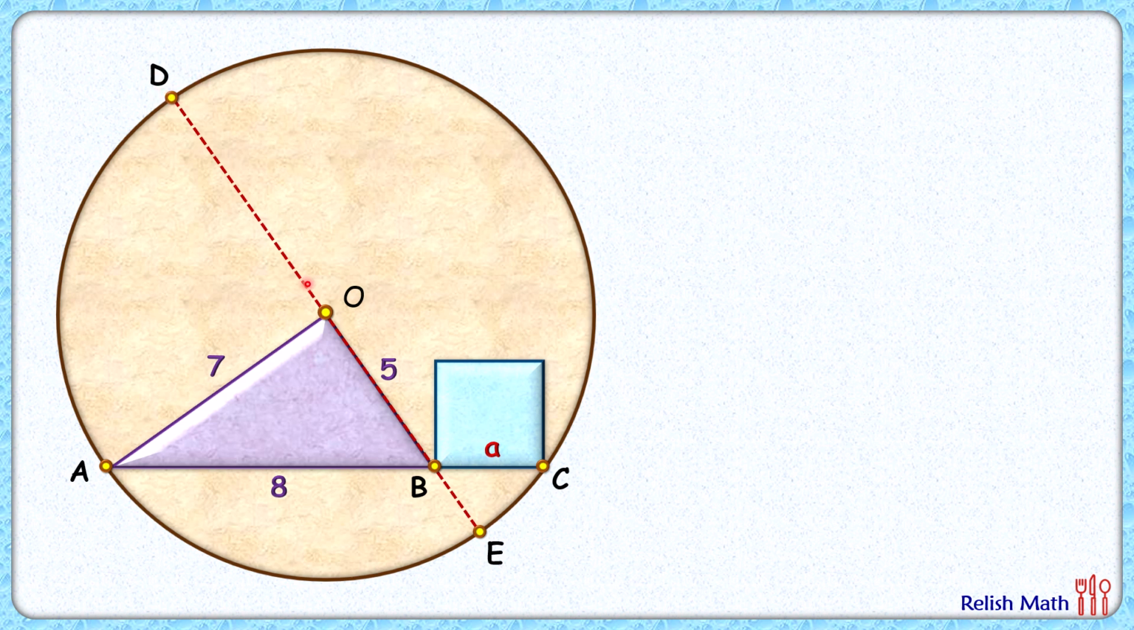Now DO is the radius, and AO is also the radius. So DO length is 7 centimeters. OE length is also 7, and thus BE length will be 2 centimeters.